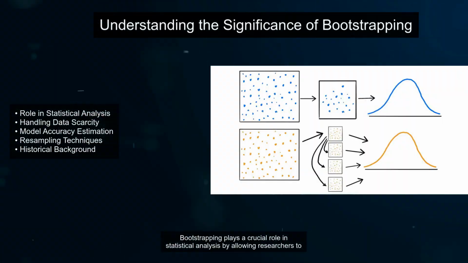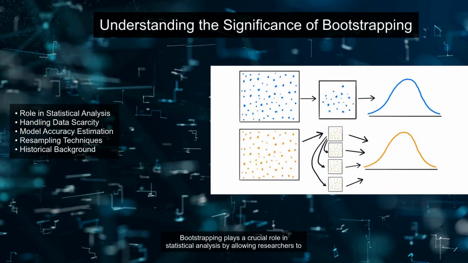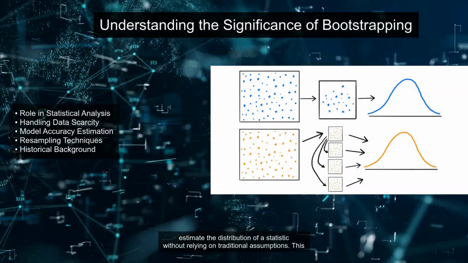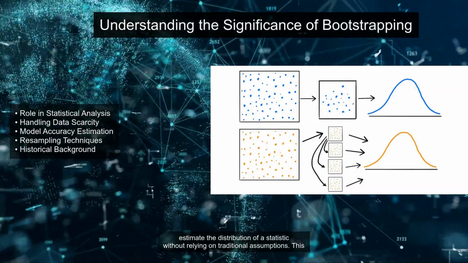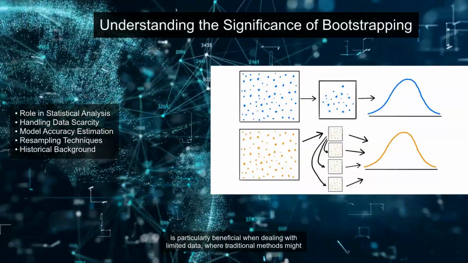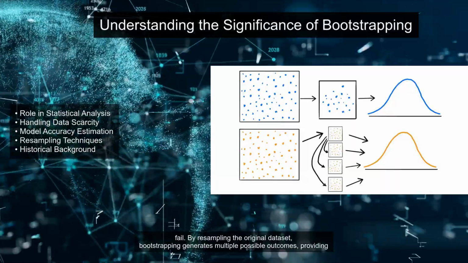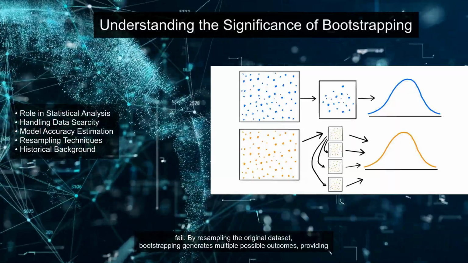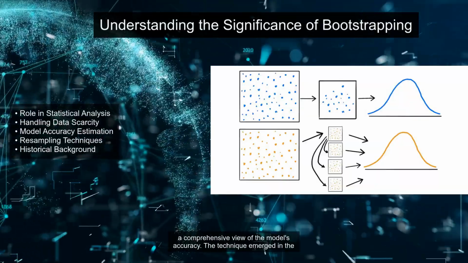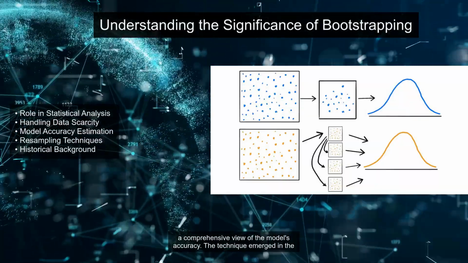Bootstrapping plays a crucial role in statistical analysis by allowing researchers to estimate the distribution of a statistic without relying on traditional assumptions. This is particularly beneficial when dealing with limited data, where traditional methods might fail. By resampling the original dataset, bootstrapping generates multiple possible outcomes, providing a comprehensive view of the model's accuracy.